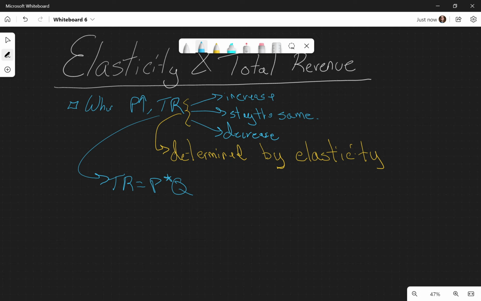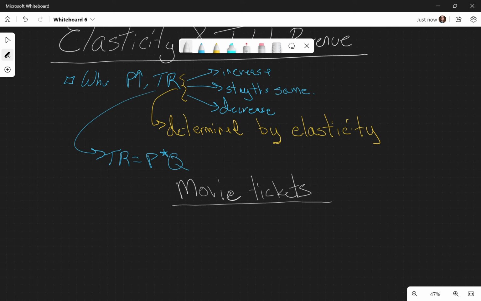So let's go ahead and do an example. Let's talk about movie tickets. Let's say we're talking about 10, 15 years ago, right? And we're talking about movie ticket prices increasing from $2, and that was a long time ago, to $4.